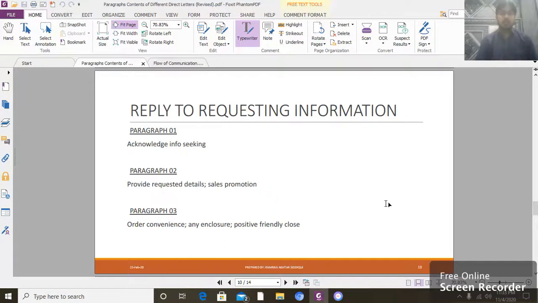Besides this, we may add some sales promotion. For example, if the writer has asked about one particular product, we can promote other products meanwhile in a sentence or two. This is what we call sales promotion, and this can be done in the latter part of paragraph 2. In paragraph 3, particularly, we talk about order convenience.